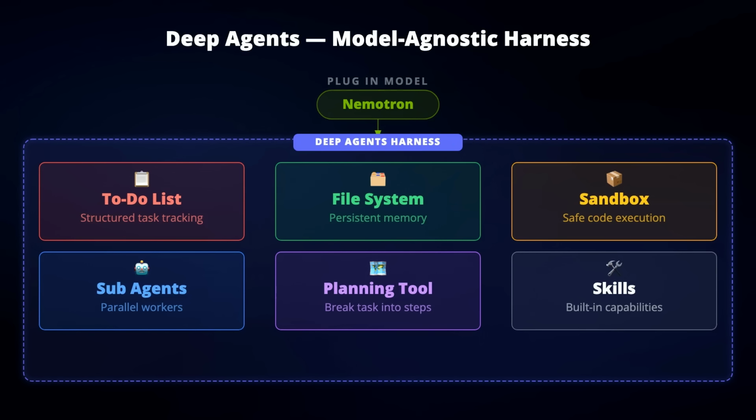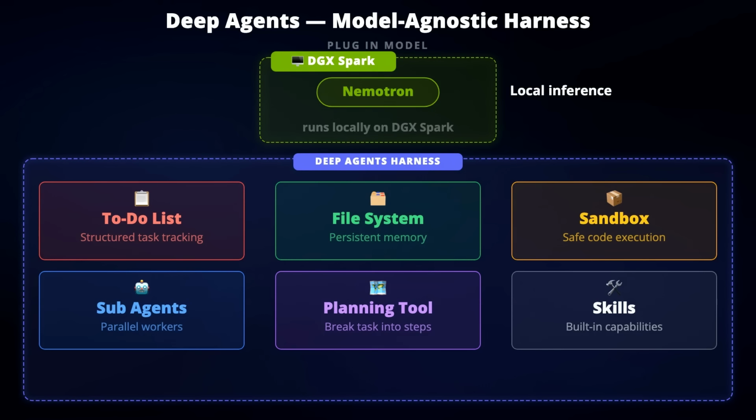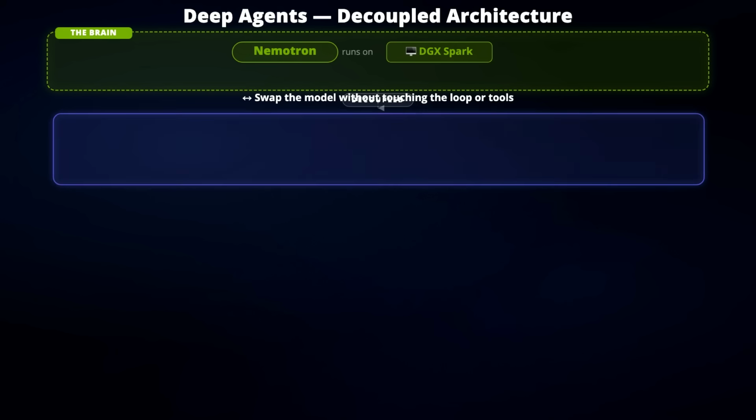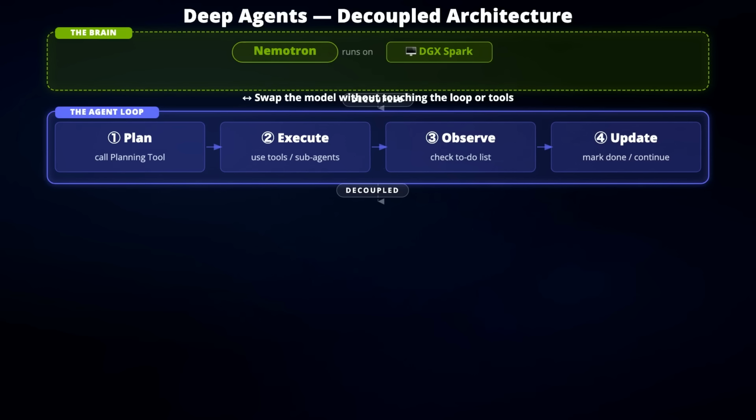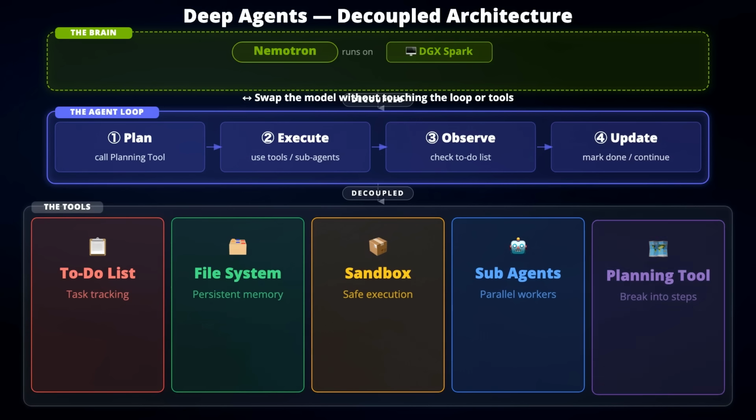The reason why I like Deep Agents as a harness is that it's model agnostic. You could use this with any particular model. In this case today, I'm going to be using it with a local Nemotron model running on a DGX Spark, which NVIDIA themselves have kindly sponsored for this video. The key thing about Deep Agents is that the agent loop is decoupled from the brain and from a lot of the tools that it's using, which is exactly the kind of pattern that I've been talking about on the channel recently.